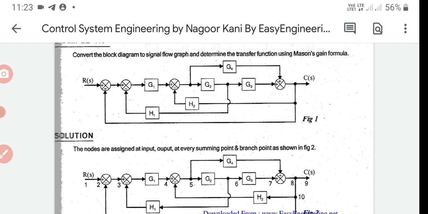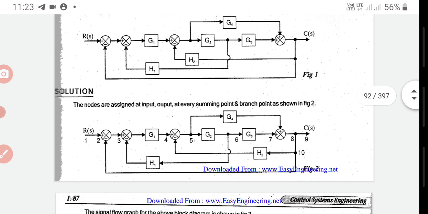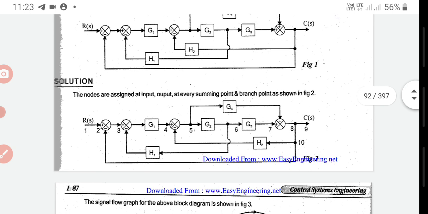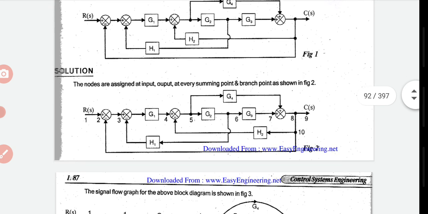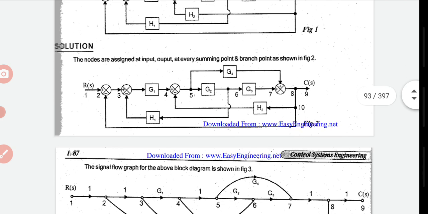So how are you going to convert this block diagram to a signal flow graph? First of all you should represent the nodes of the given block diagram. Here we have the input as R(S). Wherever the branch points and summation points are, we should represent those with nodal points, and the output as one node. So see the solution here. First we are assigning the nodes at the input, output, and at every summing point and branch point.